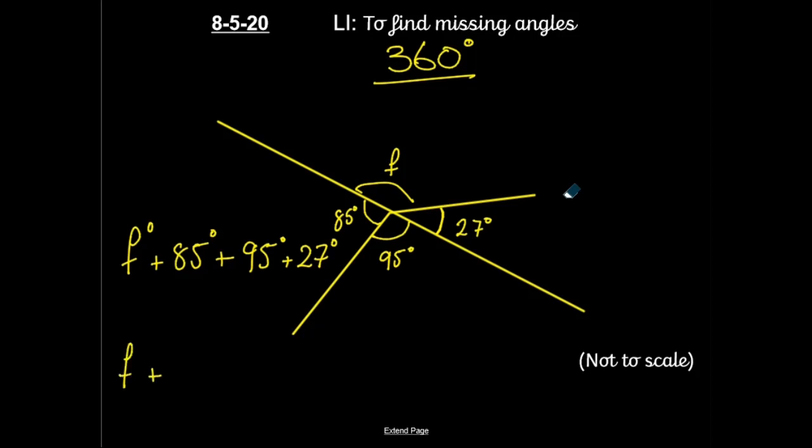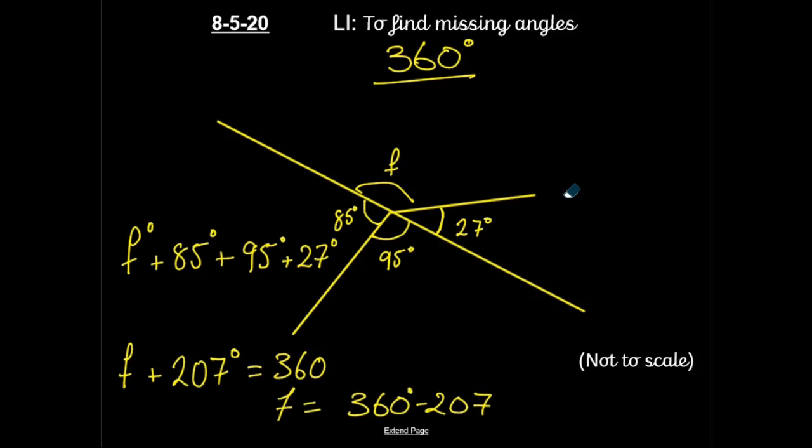So F plus, well, 85 plus 95, that's 180, plus 27 is 207 degrees. So F plus 207 degrees is equal to 360. Again, I can now start to solve it. 360 minus 207, F is equal to this. Again, my degrees are there. So F is equal to 153 degrees.